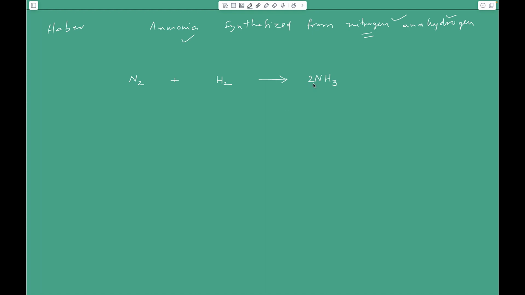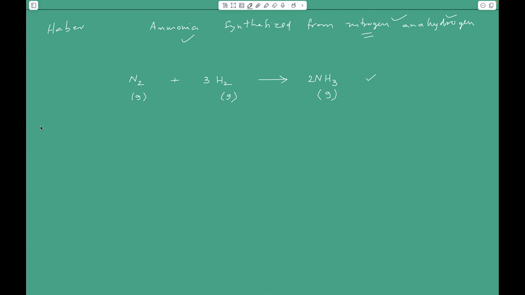Then what happens? There are 6 hydrogen atoms here, but only 2 here, so I can simply put a 3 here to balance this equation. Now both nitrogen and hydrogen atoms are balanced. So this is a balanced chemical equation. Now here nitrogen is a gas, hydrogen is also a gas, the ammonia formed is also a gas under those conditions.